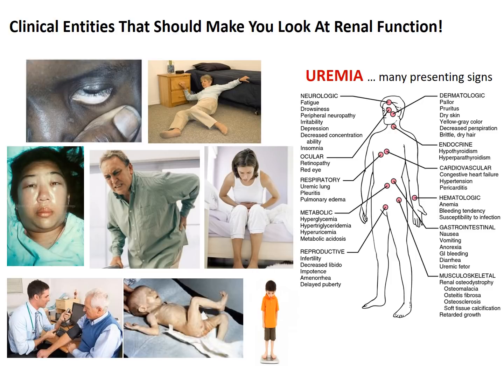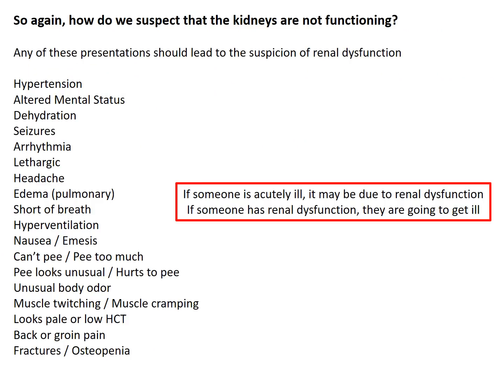So uremia, the elevation of nitrogenous waste products, right? That is your screen for renal disease. But remember, so many different things can happen in the body due to renal disease. So this is a nice example of a number of pictures demonstrating that for you.